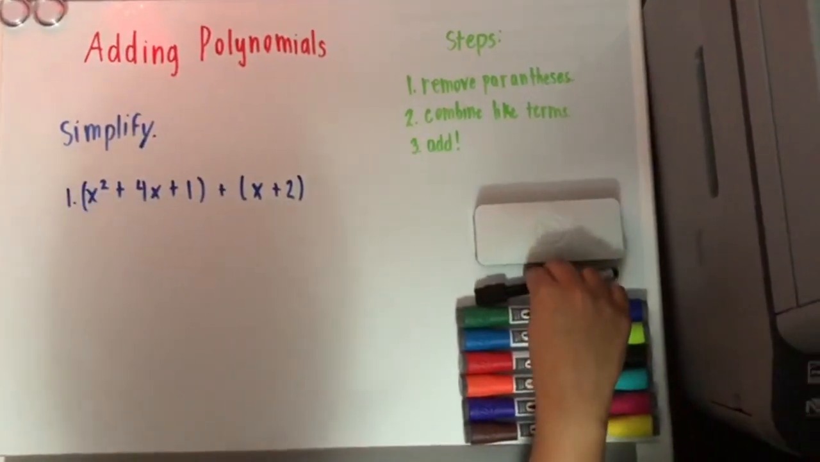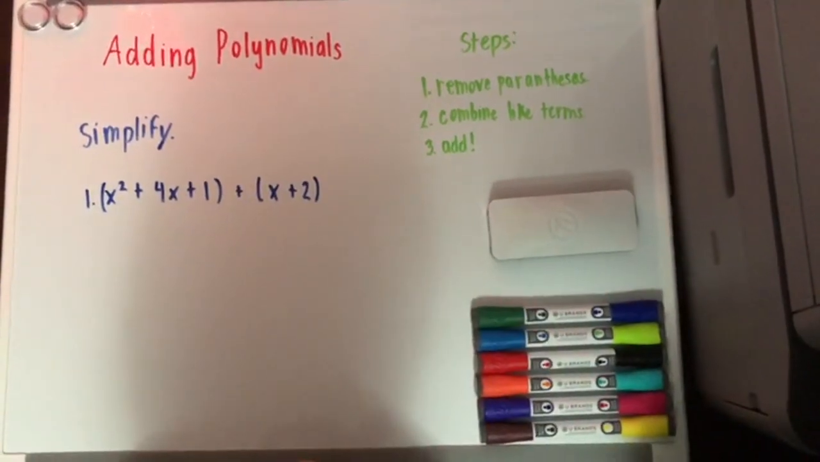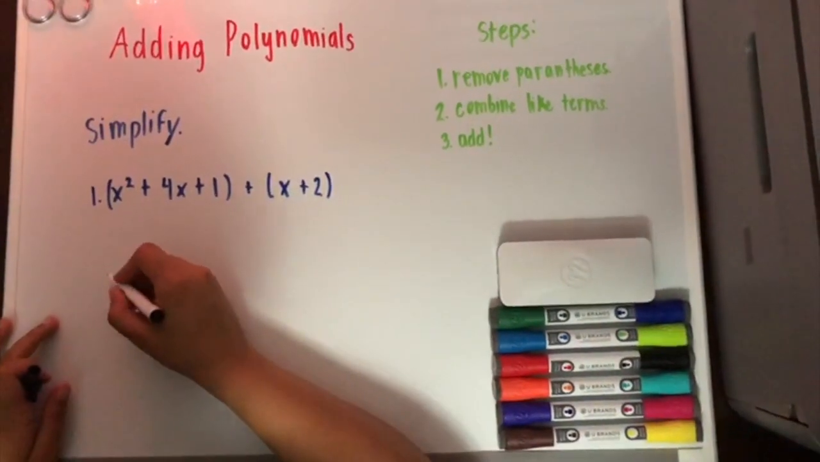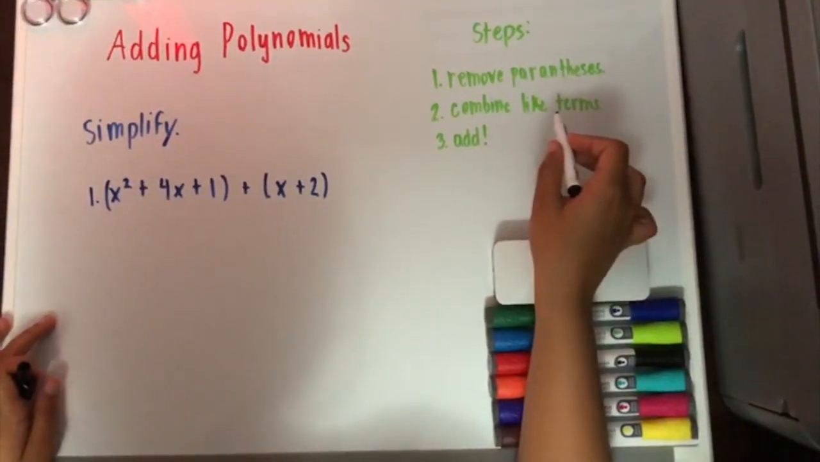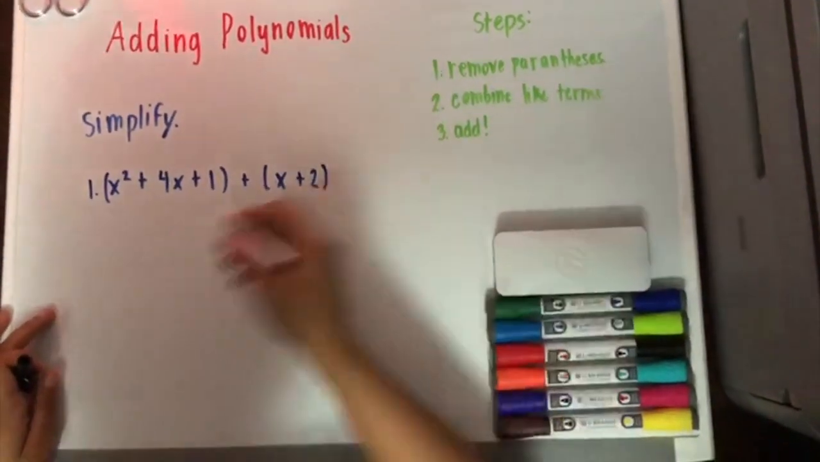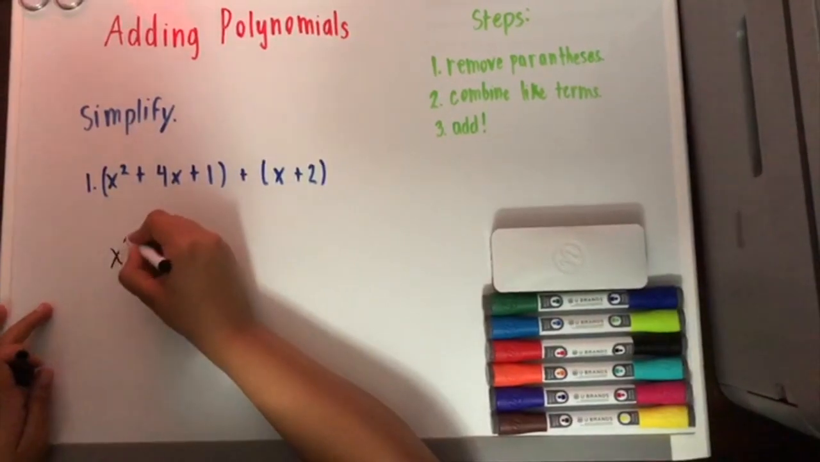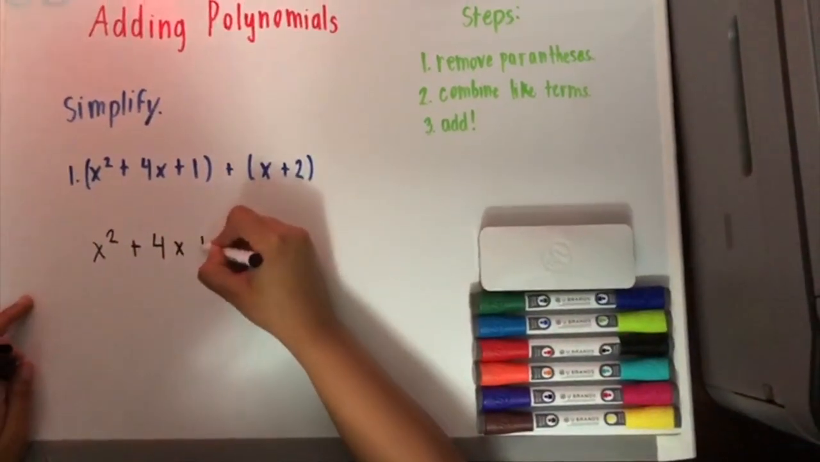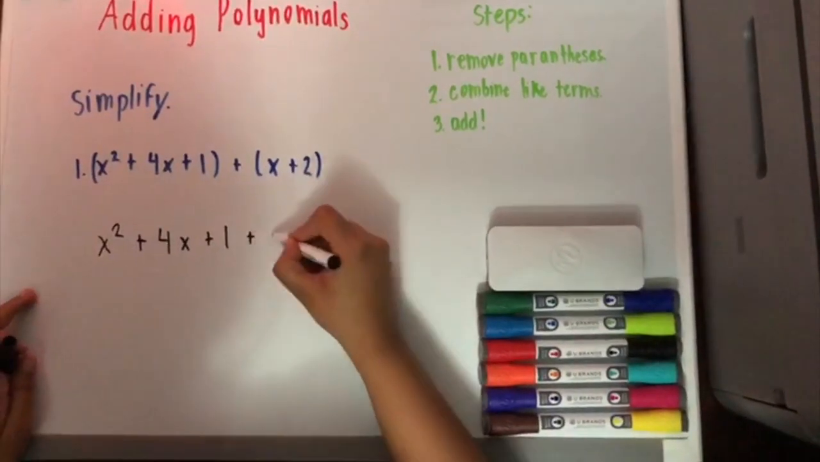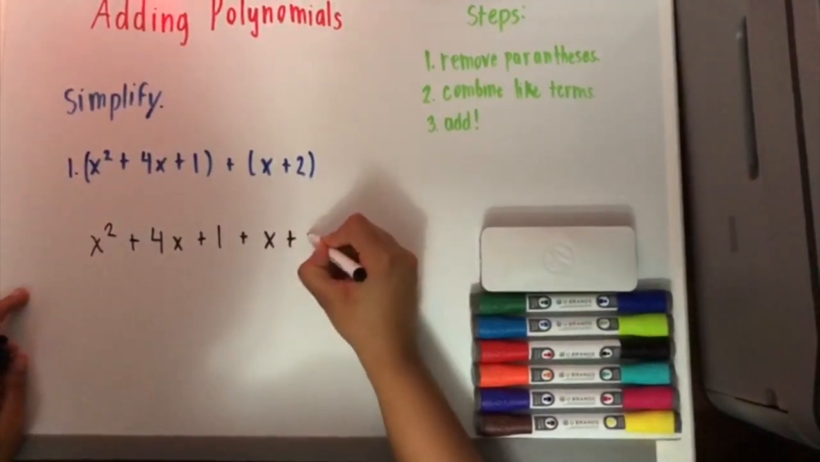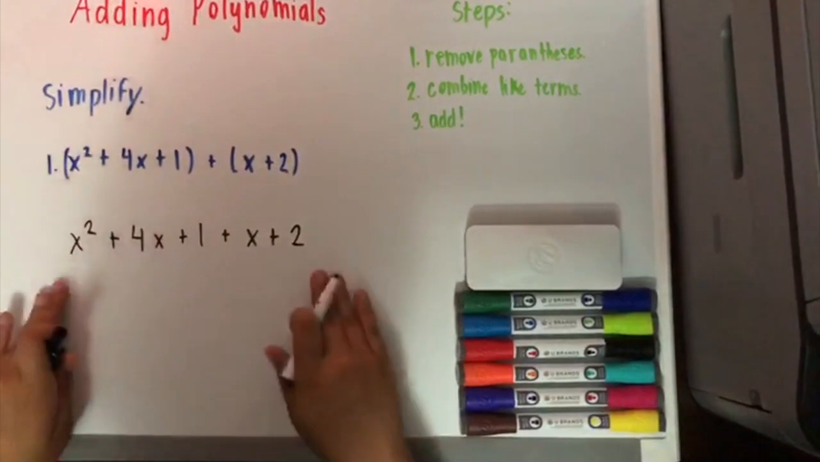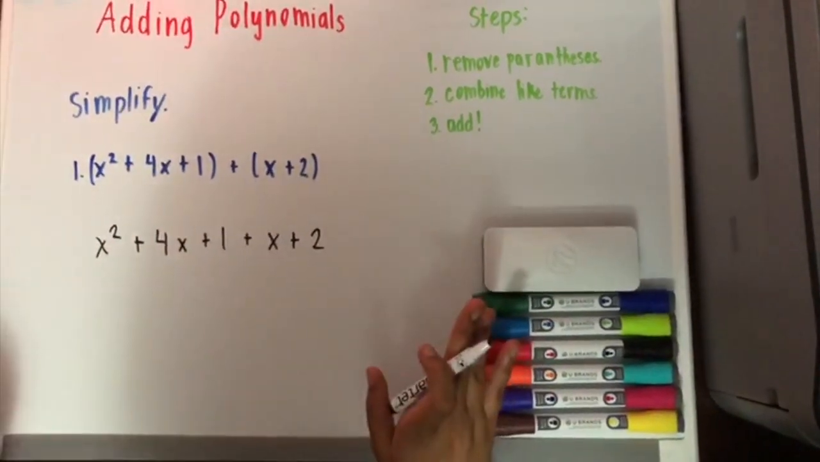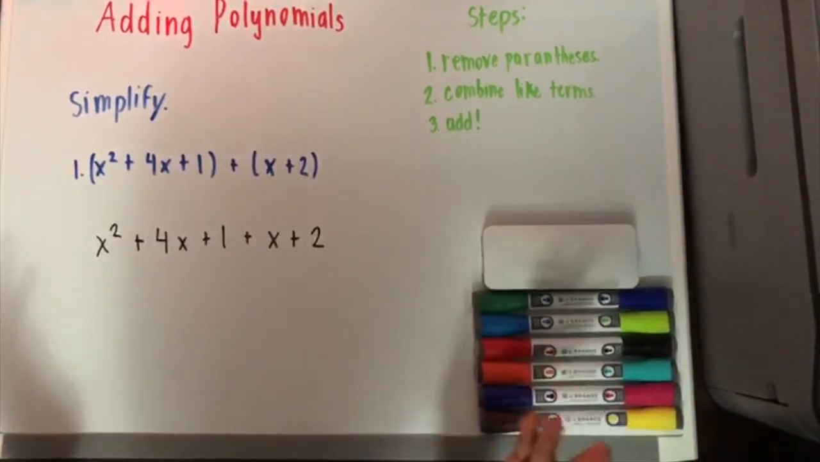So hopefully you guys tried the question on your own. And now let me try to help you. So let's write out the question first, according to step 1, which is remove your parentheses. Simple, x squared plus 4x plus 1 plus x plus 2. And remember, this first step only applies to adding polynomials and not subtracting. For that, please watch my next video.